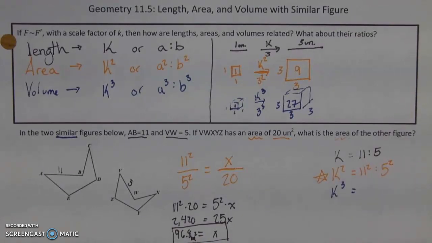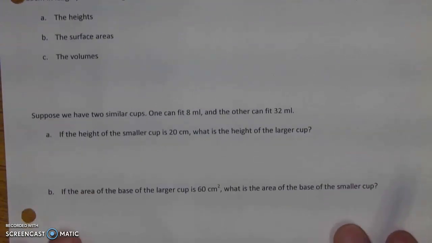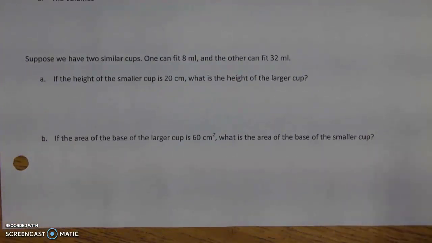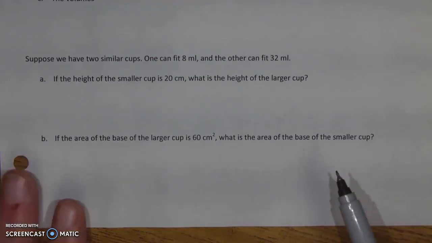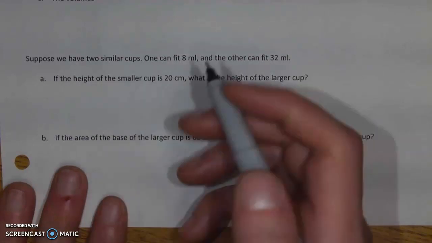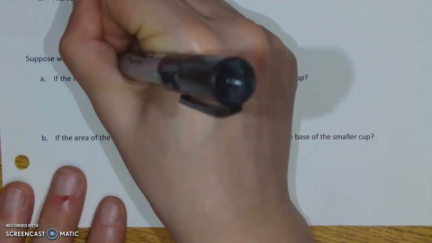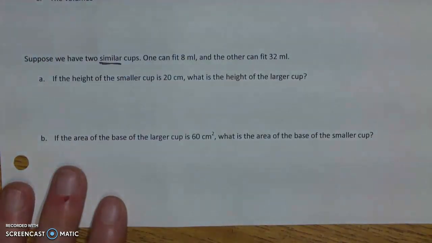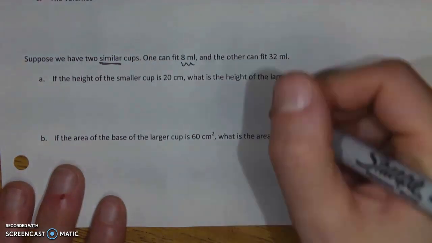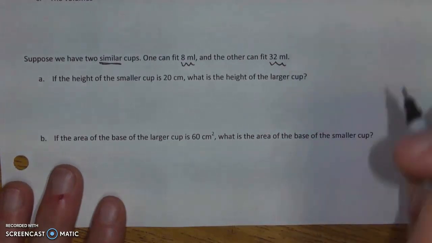So let's try a little bit harder problem, going down to one that starts with this information. Again, I approach a problem like normal and consider what tools I have and what I will need to solve. So suppose that we have two similar cups. I know I'm going to be doing things with similar figures, so probably going to be working with k. One can fit 8 milliliters and the other can fit 32 milliliters.